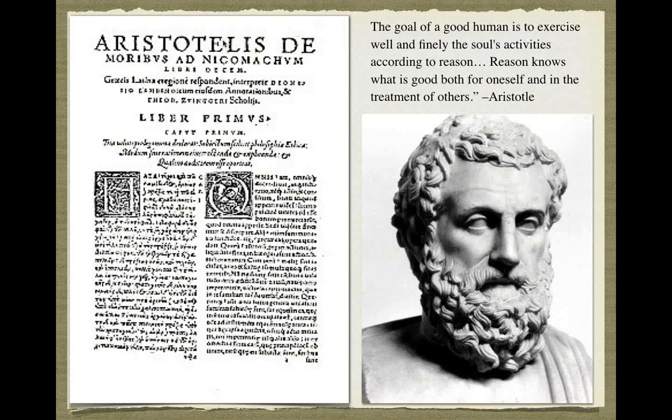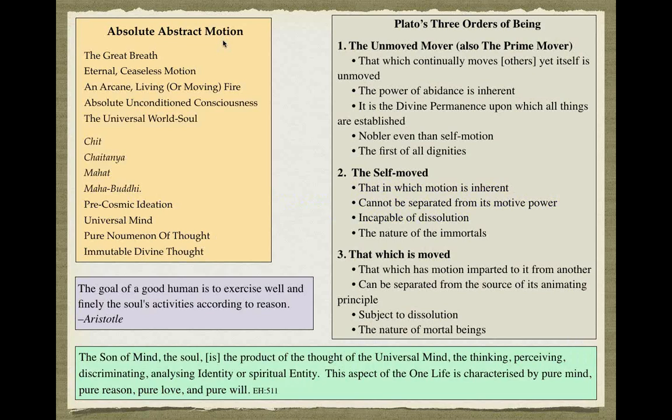Now, you compare that to what DK tells us. The son of mind, the soul, is the product of the thought of the universal mind, the thinking, perceiving, discriminating, analyzing identity or spiritual entity. This aspect of the one life is characterized by pure mind, pure reason, pure love, and pure will. You see the connection between all these sources?